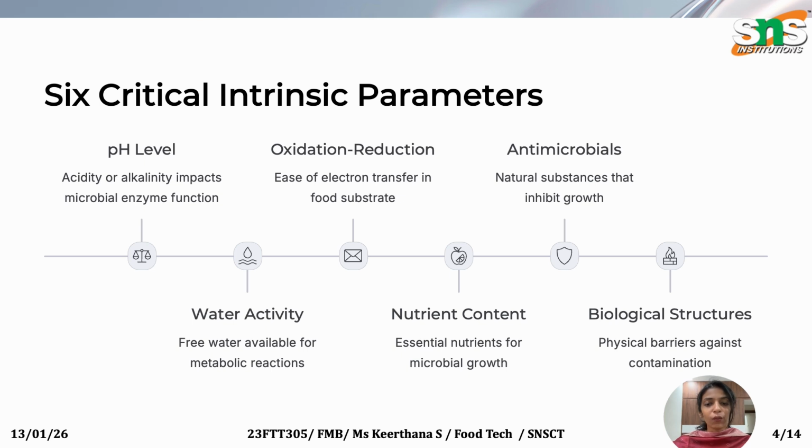So over here we have the 6 intrinsic parameters that decide whether the microbes can survive. The first one is the pH level, which is the acidity or alkalinity in a product, then water activity, oxidation reduction potential, nutrient content, natural antimicrobials, and the biological structures. Together, they control the microbial destiny of the food.